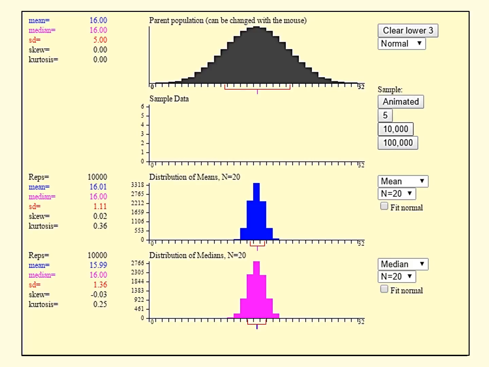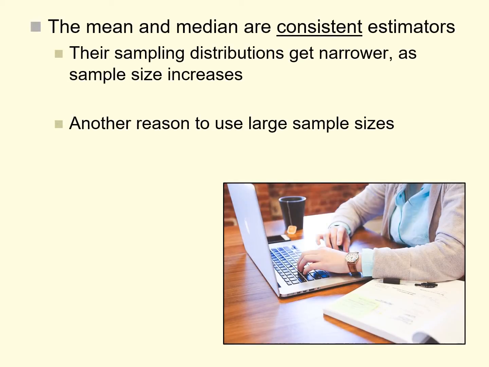And what this means is that, in a sense, the sampling distributions are getting better at estimating the population distribution, or at least the parameter that we care about, the center of the population distribution. They're becoming more narrow and focused, if you will, on the center of where the population is. So the mean and median are both consistent estimators. Their sampling distributions get narrower as the sample size increases. By the way, this is another reason to use large sample sizes. If you use large sample sizes, you get more efficient, or, well, we'll talk about efficiency in a second, more consistent estimation of the parameter that you're interested in.